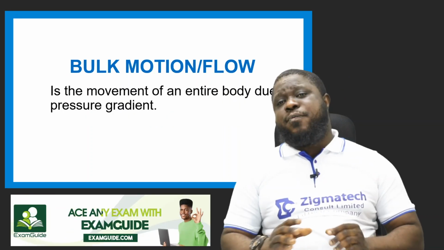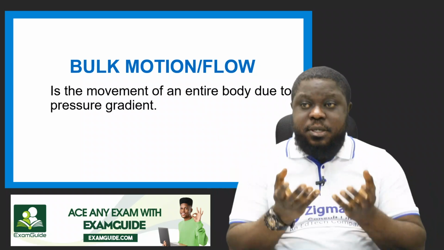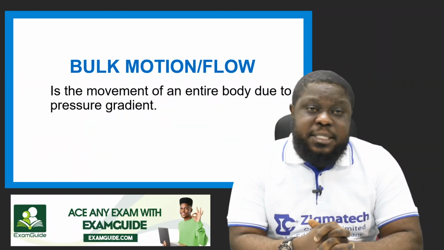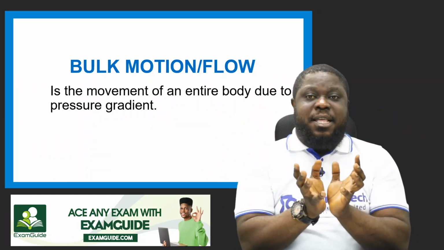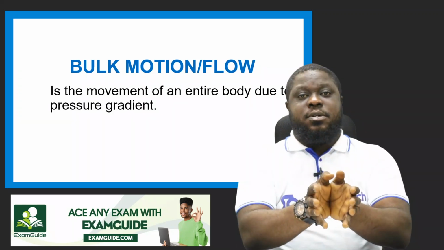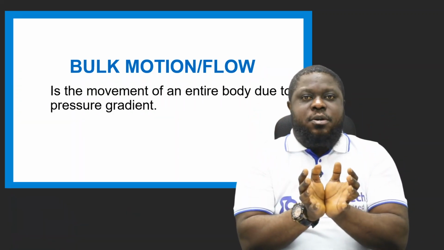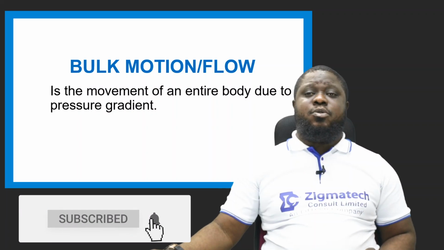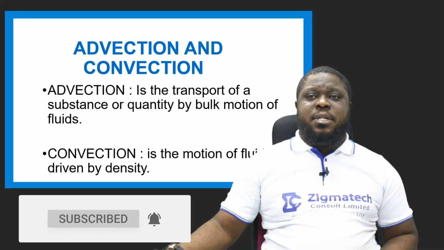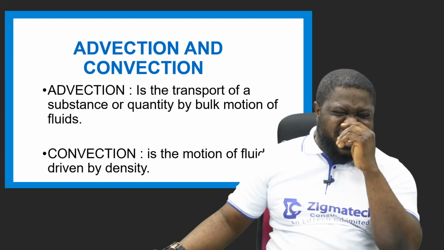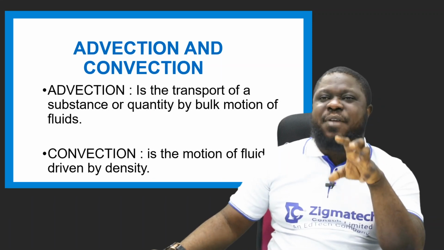Now, bulk motion or bulk flow is the movement of the entire body due to pressure gradient. Like I said, the movement of the entire system, plenty, all of them coming out. Okay? They come out in bulk. But when they enter the atmosphere, they do their random walk and scatter. Now, this bulk motion is a characteristic of advection and convection.